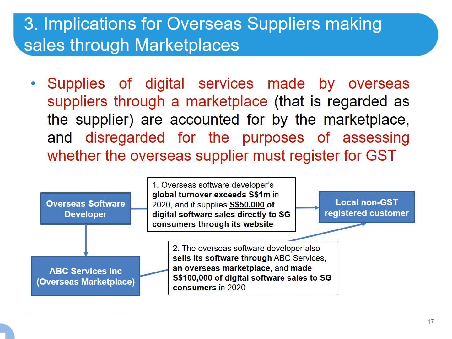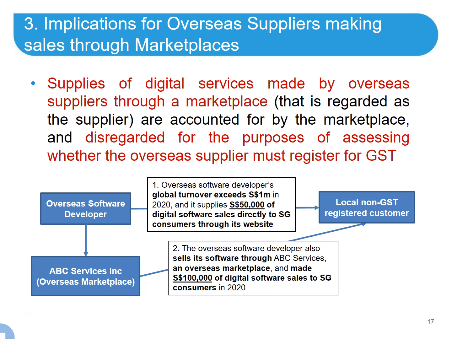Having looked at the implications for electronic marketplaces, we next examine the implications for overseas suppliers making sales through the marketplaces. Because digital services made by overseas suppliers through a marketplace that is regarded as a supplier are deemed to be the marketplace supplies, such supplies are disregarded for the purposes of assessing whether the overseas supplier itself must register for GST. To illustrate this, we look at the diagram.